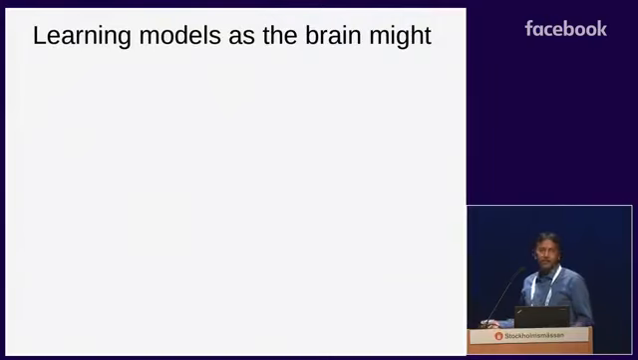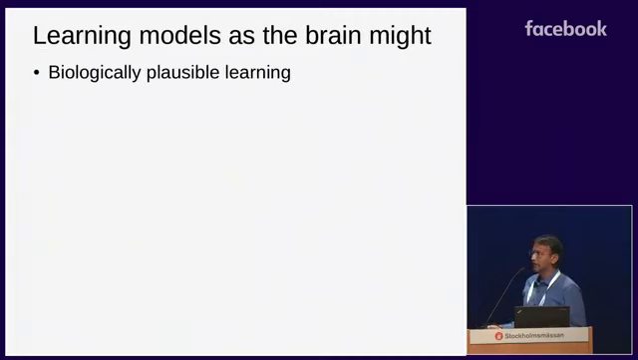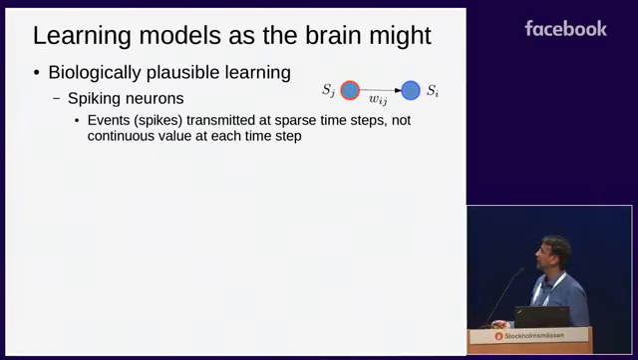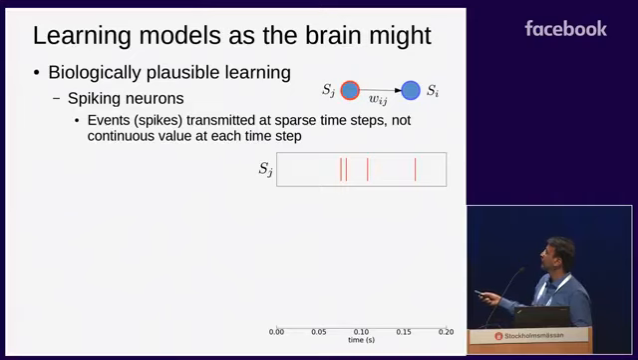So here we are looking at learning these models as the brain might learn them, and the brain has various constraints. For example, the brain uses spiking neurons. So unlike artificial neurons, which usually have continuous values at every time step, the brain just generates events or spikes which are transmitted at sparse time steps. So if there's neuron J communicating to neuron I, the signal that goes is an all or none signal at very specific, asynchronous time points.